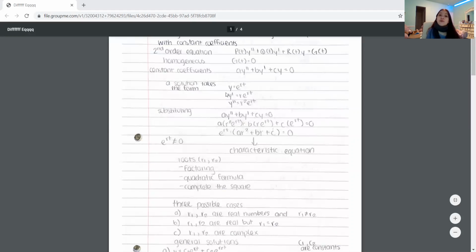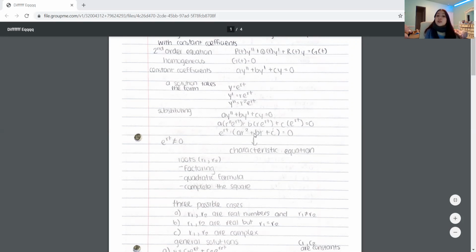Our solution is going to take the form y equals e^(rt). We're going to get the derivative of that and then y double prime, and then substitute it back into our equation. After we factor out the e^(rt), we get that ar squared plus br plus c is equal to 0. This equation is known as the characteristic equation.